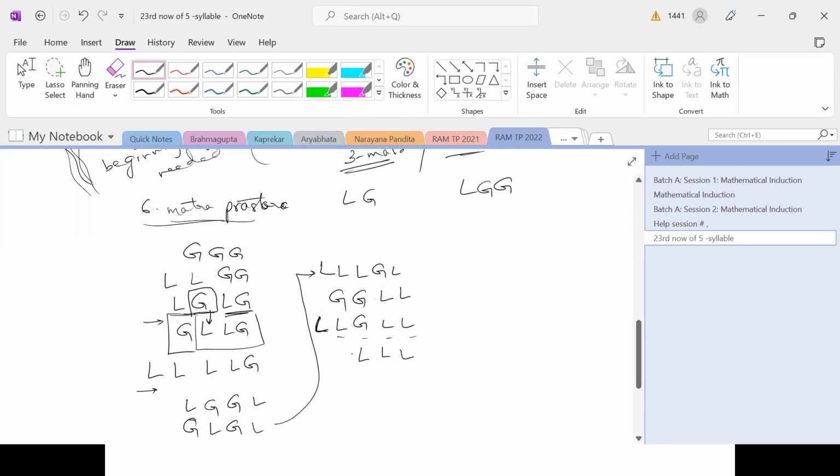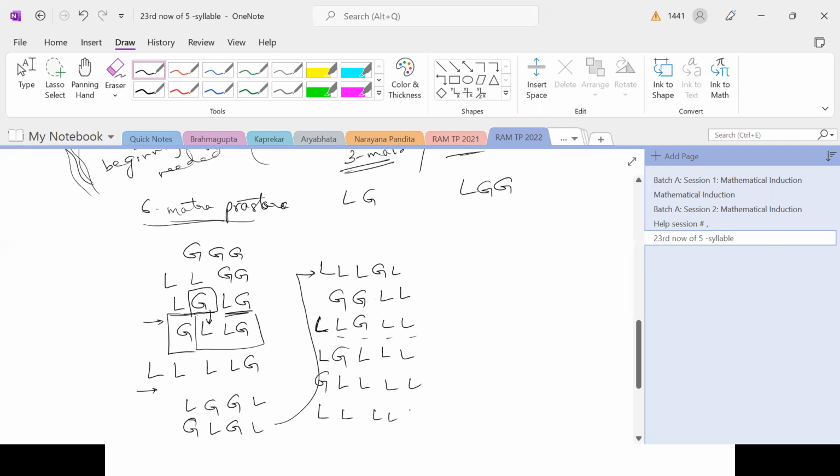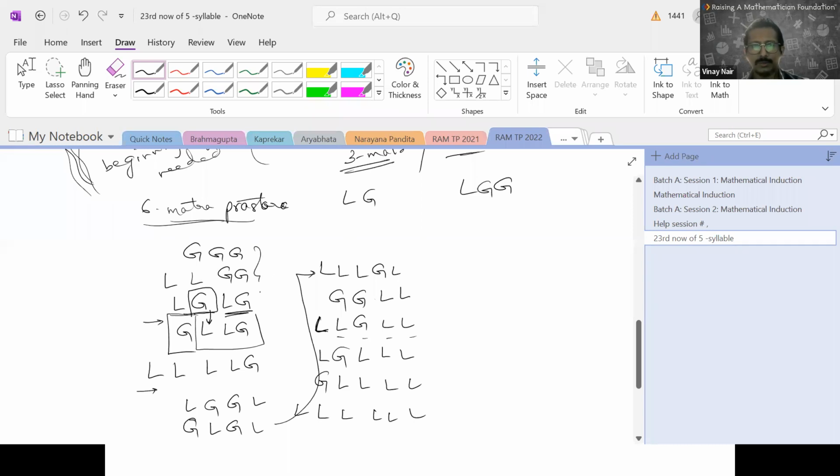And 1 G here and 1 L. Next G becomes L. Copy down the rest, and G here. This is LL. Then you have an L. Right? So how many? 1, 2, 3, 4, 5, 6, 7, 8, 9, 10, 11, 12, 13. 13 possibilities.